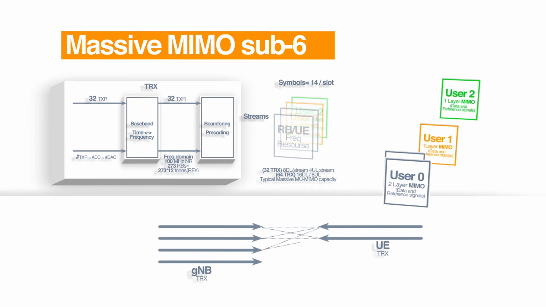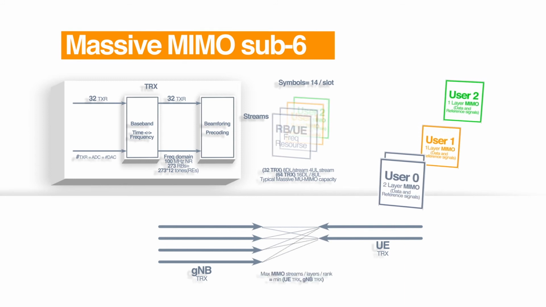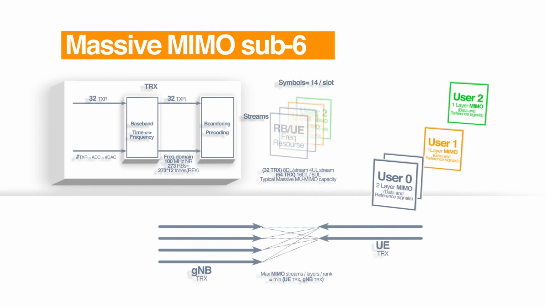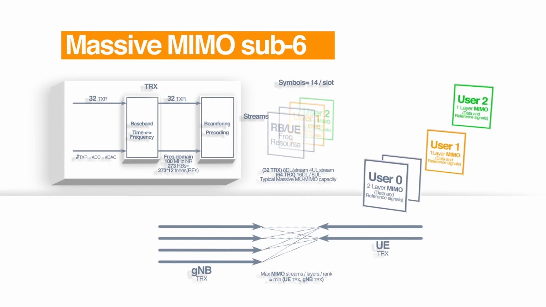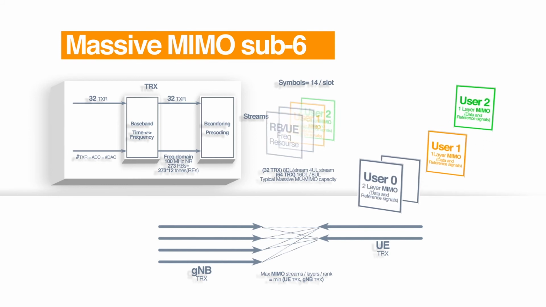Here, in this example, user 0 can support 2 MIMO streams in the current condition and hence is allocated 2 streams in the frequency allocation, whereas some other users may require and are allocated only 1 stream each. This allocation can change every slot where different users are scheduled differently across the different slots.